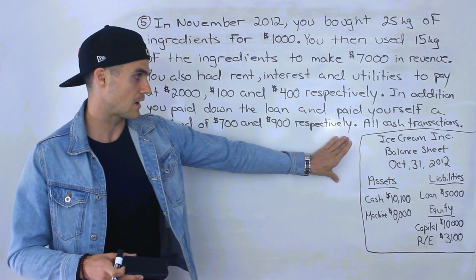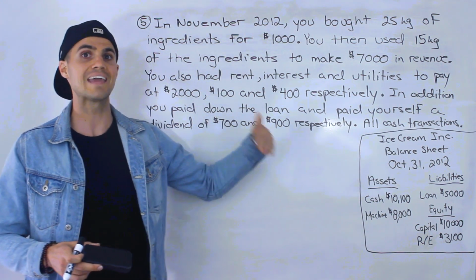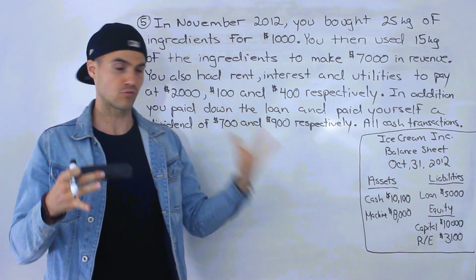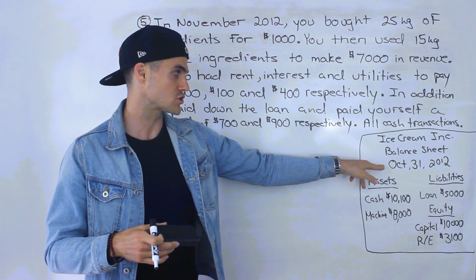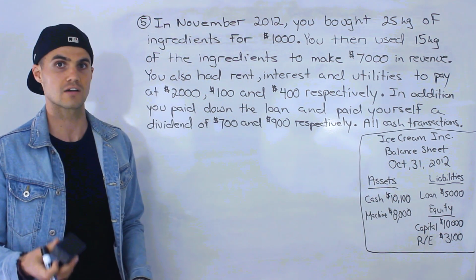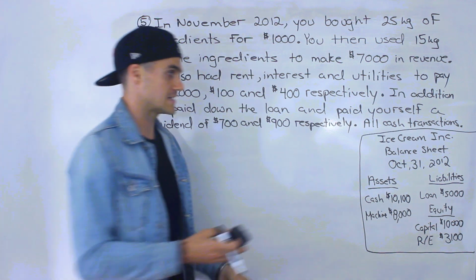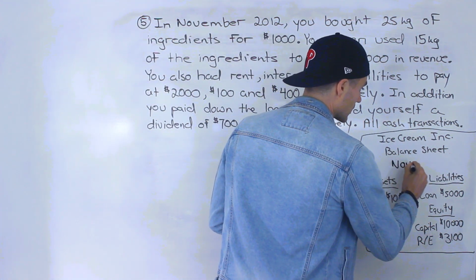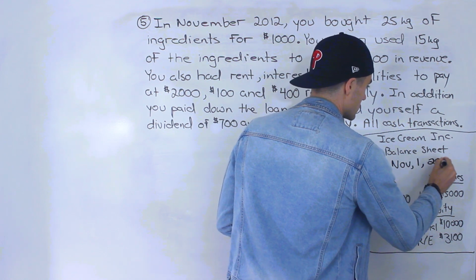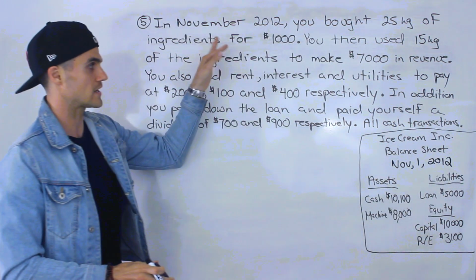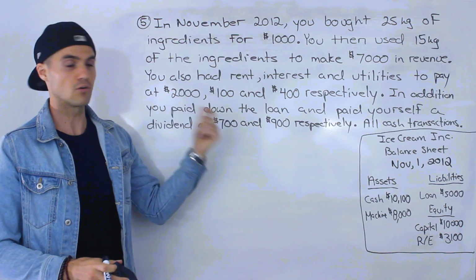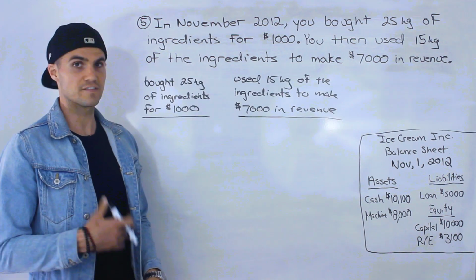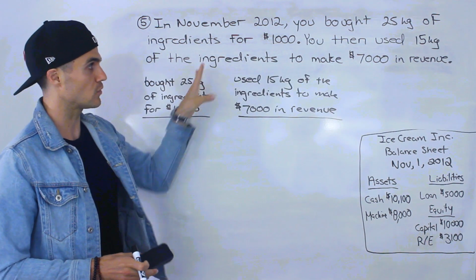Notice I have the balance sheet from the end of the last period. Last period we did October in that fourth scenario. So this is the balance sheet at October 31st, 2012, which is the same as the balance sheet at the beginning of this period, November 1st, 2012. All of these transactions coming up are taking place in November, so that's the balance sheet at the beginning of the period.